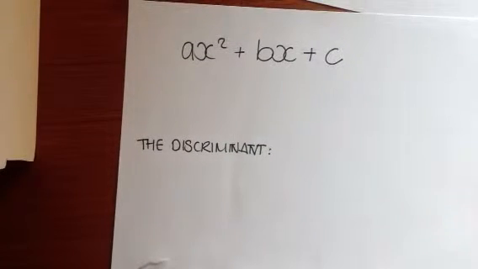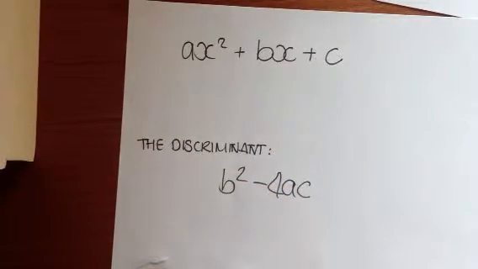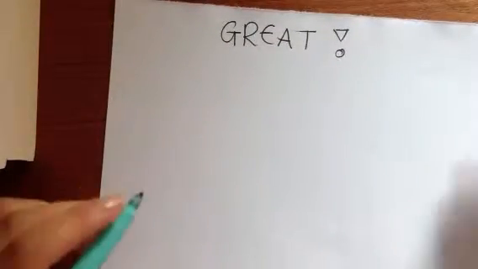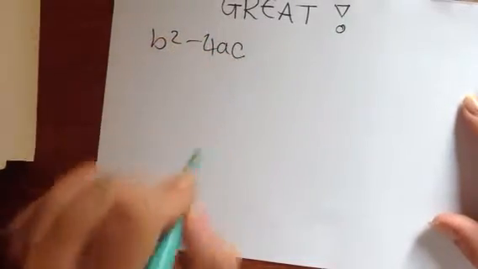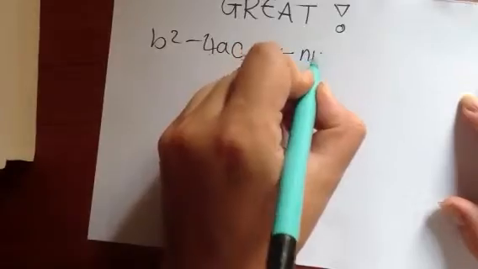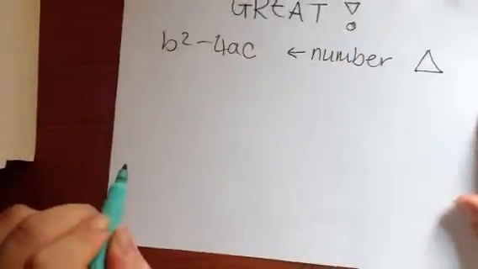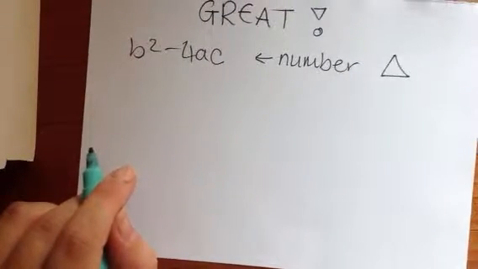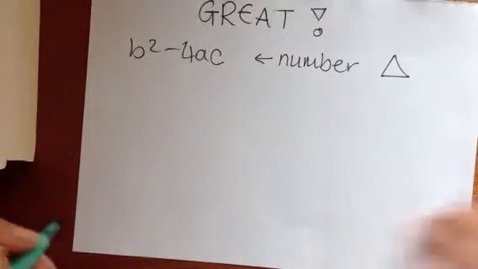So if we've got just a general formula, ax squared plus bx plus c, the discriminant is b squared minus 4ac. Great, you might say. But what does that actually tell us? Well, b squared minus 4ac, that's a number. We denote it with the large delta, capital delta. But if it's just a number, how do we understand what that number's telling us? How do we decode that number?